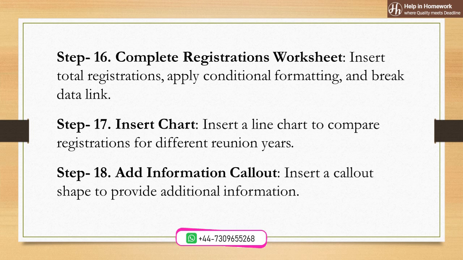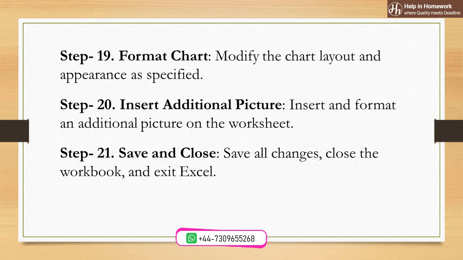Step 18. Add information callout. Insert a callout shape to provide additional information. Step 19. Format chart. Modify the chart layout and appearance as specified. Step 20. Insert additional picture. Insert and format an additional picture on the worksheet. Step 21. Save and close. Save all changes, close the workbook, and exit Excel.